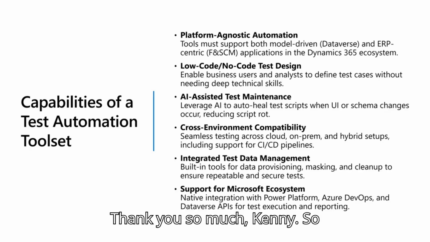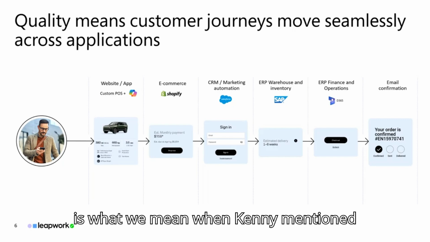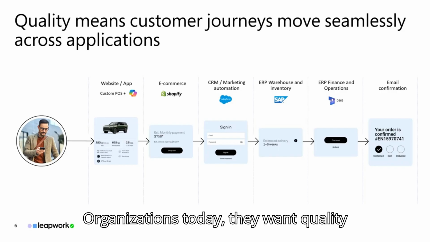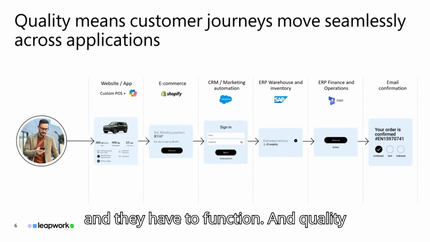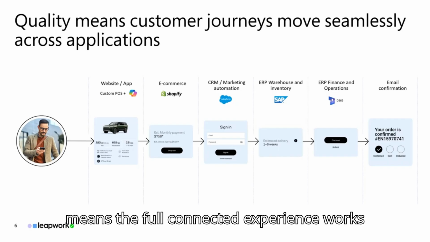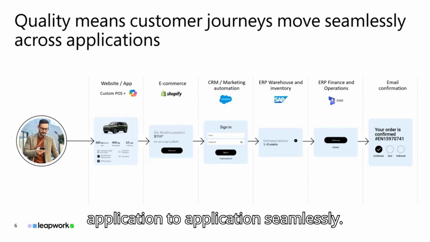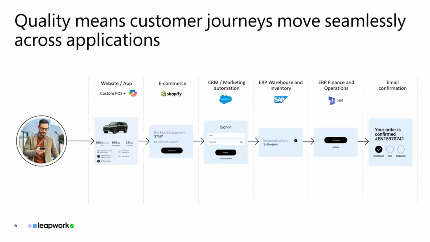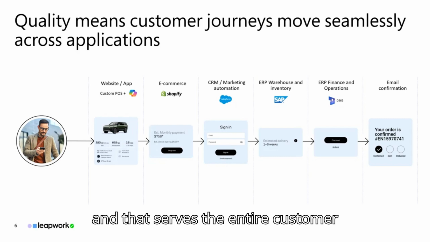Thank you so much, Kenny. So here's how we see the problem, and this is what we mean when Kenny mentioned platform agnostic automation. Organizations today want quality across critical business processes, and they have to function. And quality means the full connected experience works as it's intended to, going from application to application seamlessly. You've got Copilot, you've got F&O, you might have other technology stacks integrated into your Microsoft ecosystem. And that serves the entire customer journey.